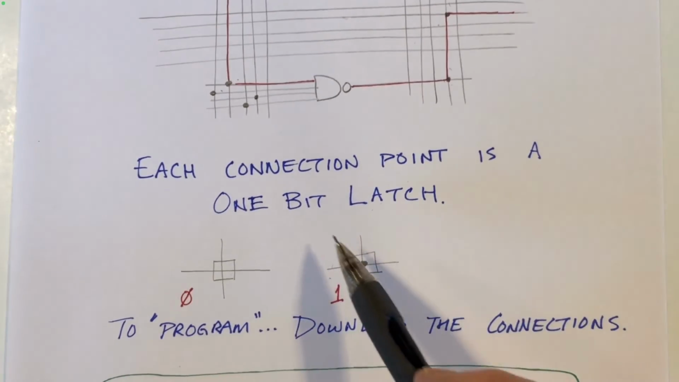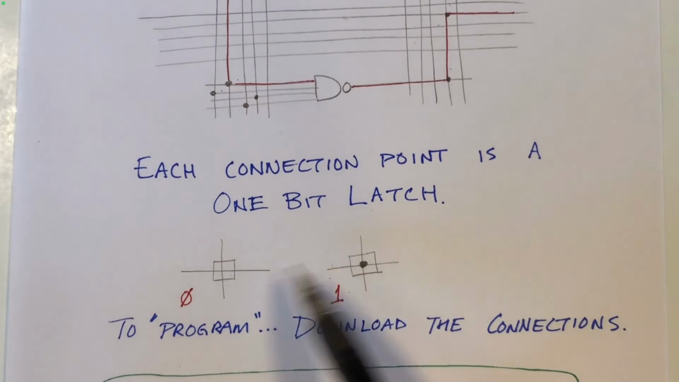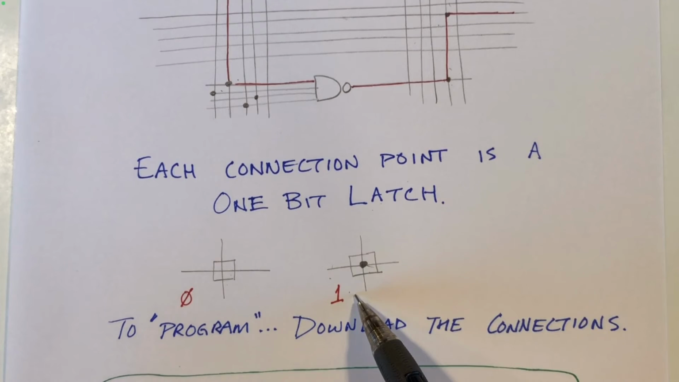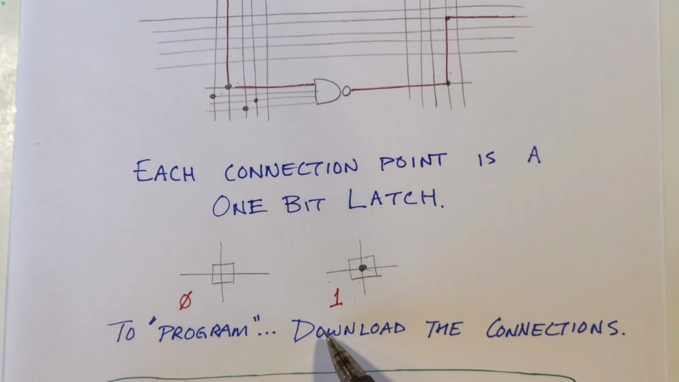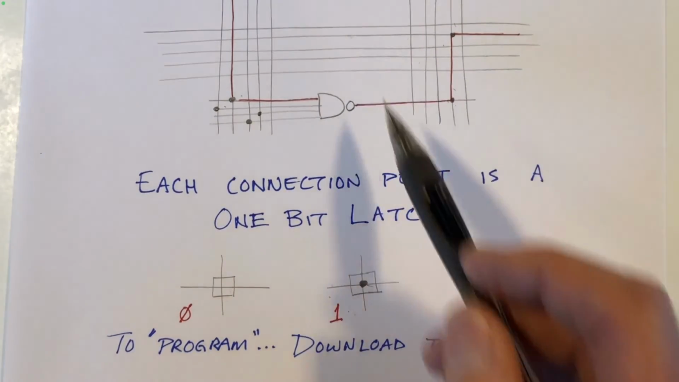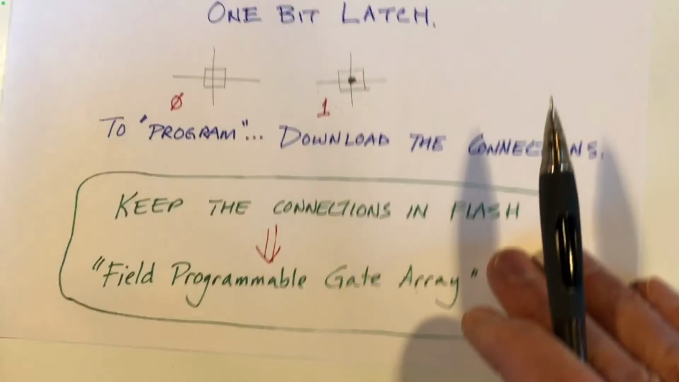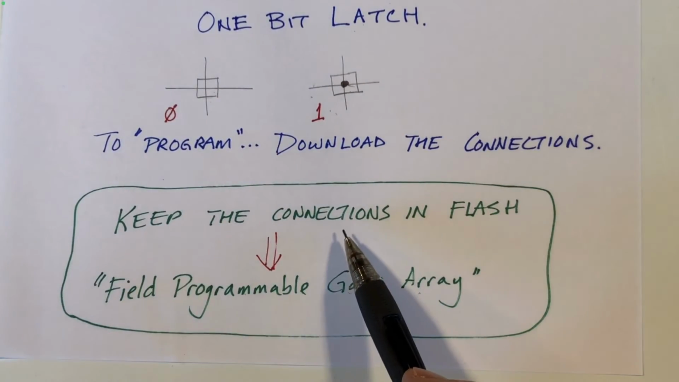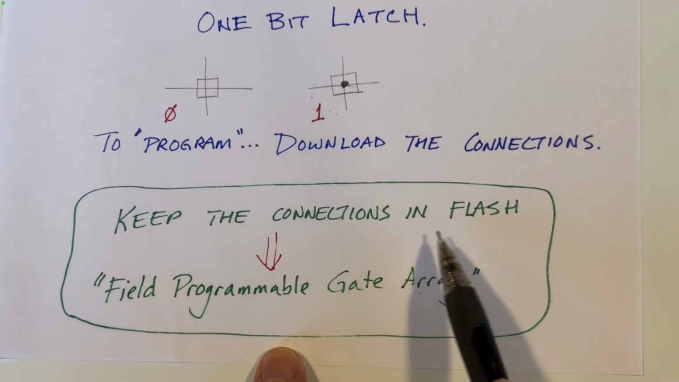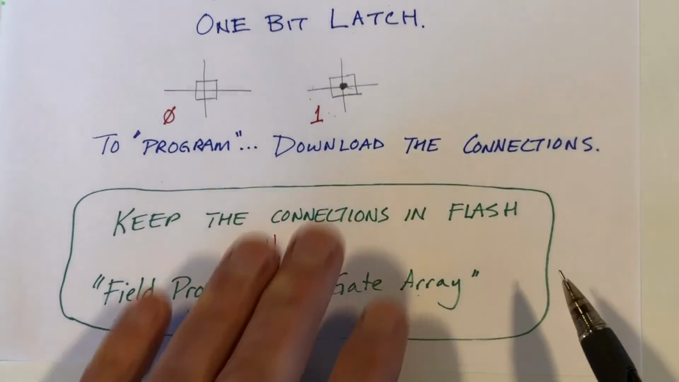So each connection, or I should say each potential connection, is implemented with a 1-bit latch. It can be in one of two states. Either there is no connection there, or there is a connection there. And so to program the FPGA, we simply download a huge bit string that corresponds to all the potential connections, and then that creates the circuit that we want. And this list of all these potential connections, this big bit string, can be kept in flash, and so you can see why we can call it a field programmable gate array.